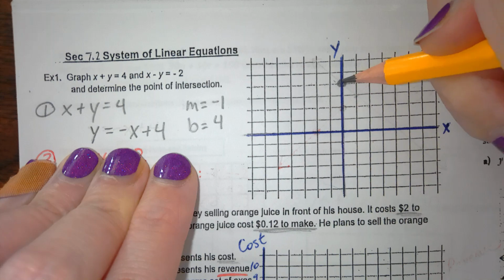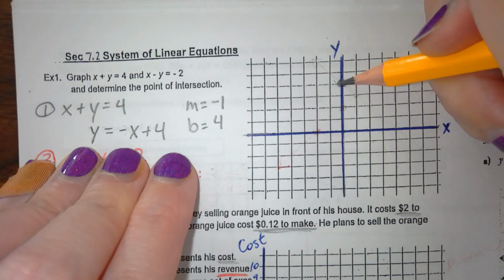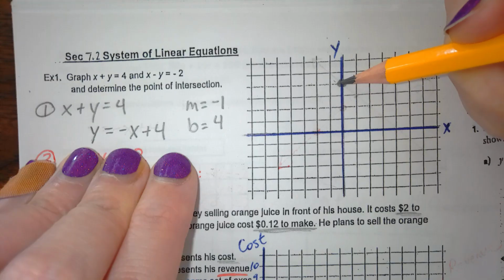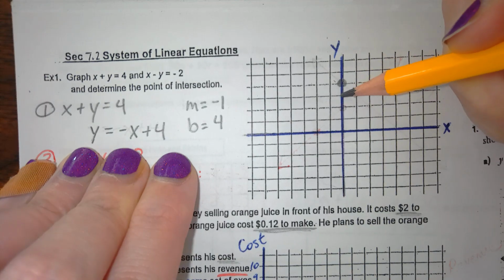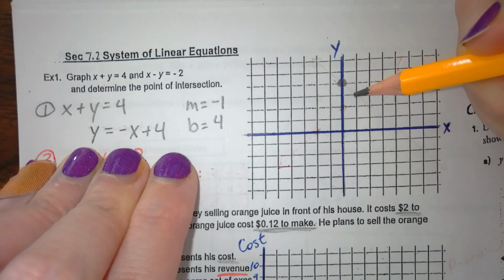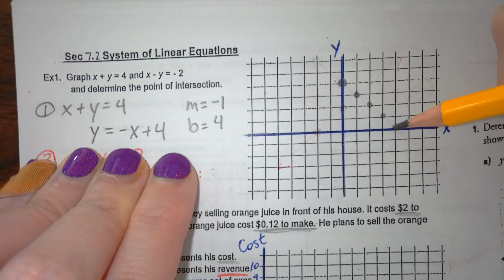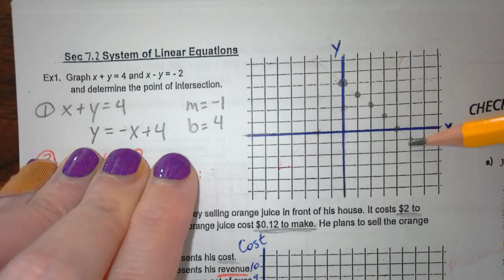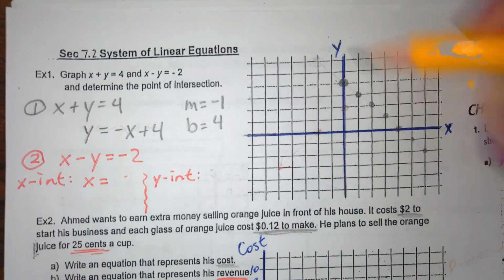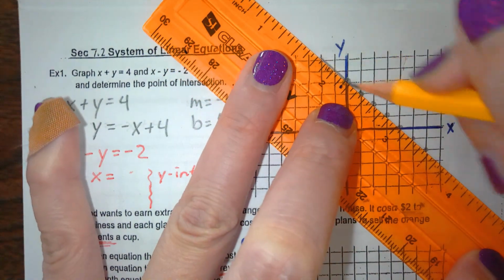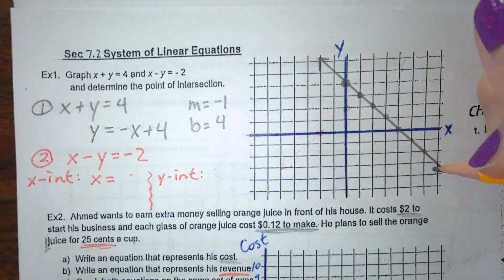So Nicholas, from this point, what do I do? Where the slope? Yep. So if my slope is negative 1, should I go up or down? Down 1, and then 1 to the right. Right. Okay, and then down 1, 1 to the right. I can do this as many times as you want, so that you get a nice straight line. Okay. And then here we go. There's my first line.